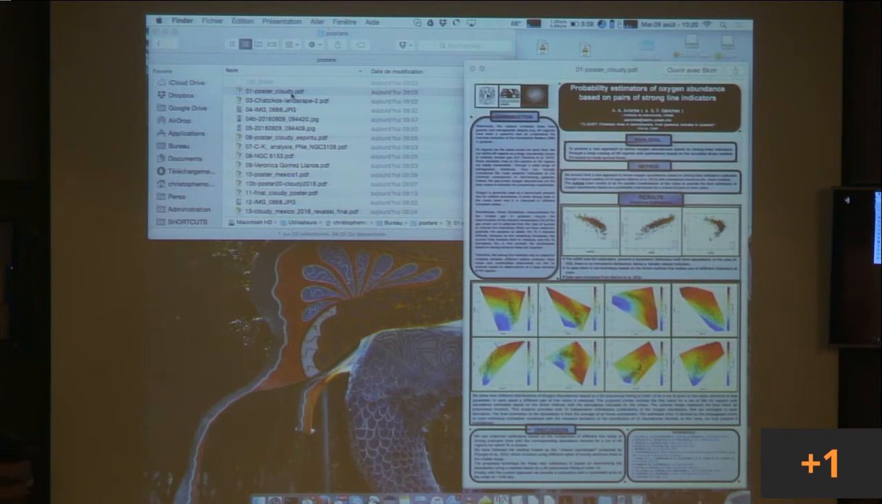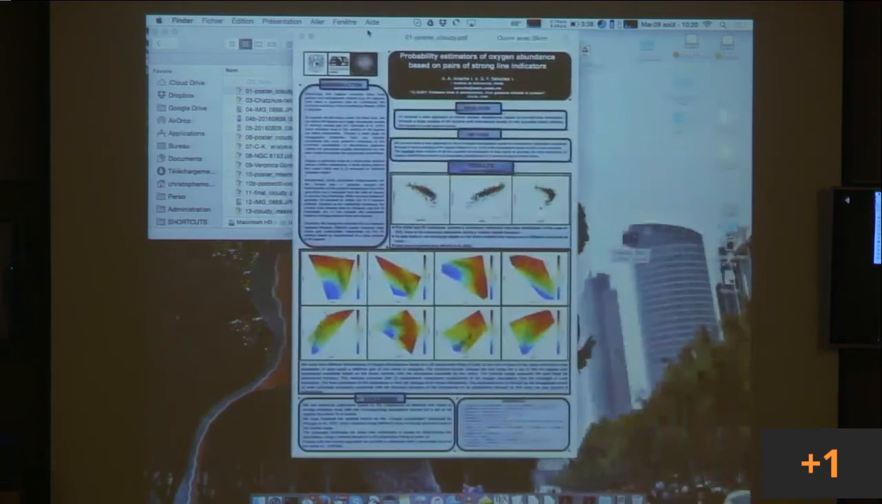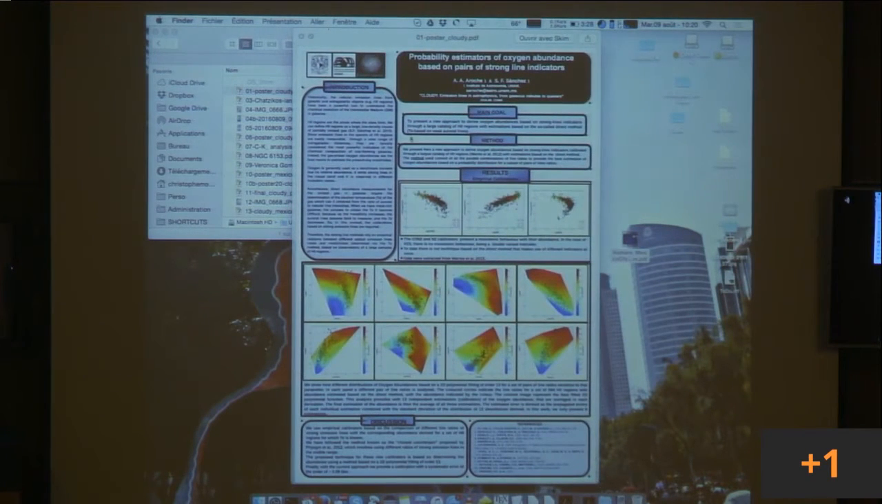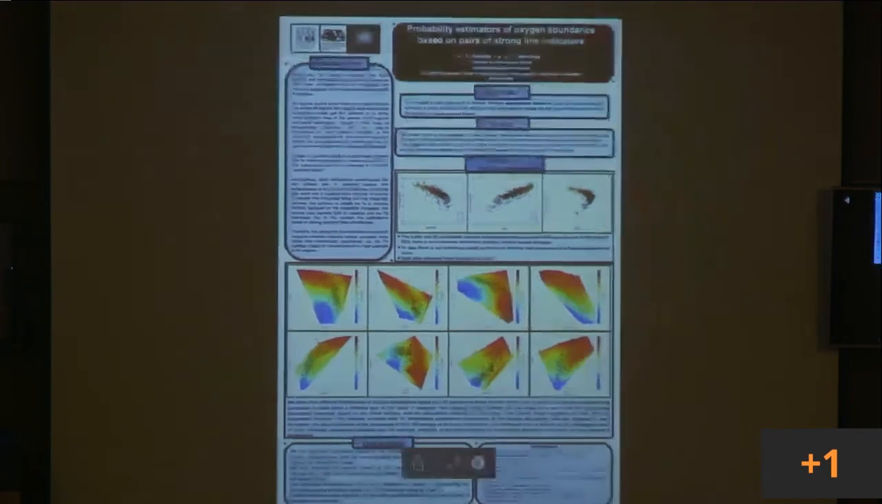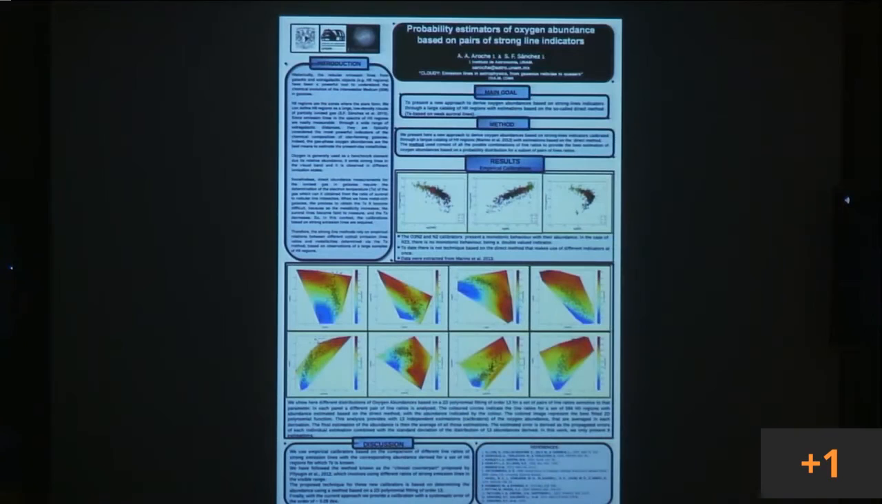Good morning, everyone. I am Alejandro Avila. I'm a master's degree student in this institute. Today, I present a new approach to derive oxygen abundance based on strong line indicators calibrated through a large catalog of H II regions with estimations based on the so-called direct method.